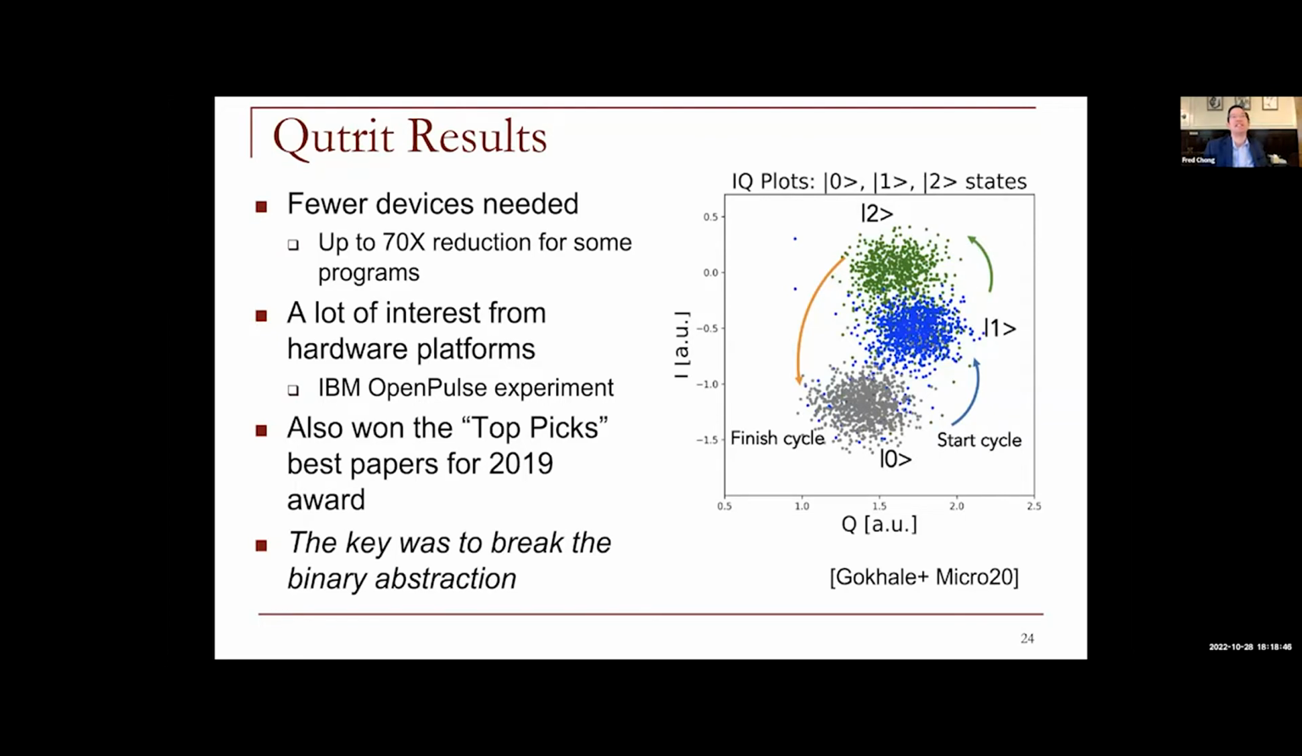And so it turns out this works great. For circuits that have a lot of ancilla, you can get up to a 70x reduction in the number of devices you need in your circuit on a particular machine, because you're essentially getting more out of each, say, transmon or resonant cavity. And there's a lot of interest from hardware vendors. Here on the right, we show an experiment. We did an early experiment using IBM's Pulse interface to synthesize a 3-state counter on a device. And really, what was exciting about this was to break this binary abstraction, right? And so this was very promising. We did this a few years ago.